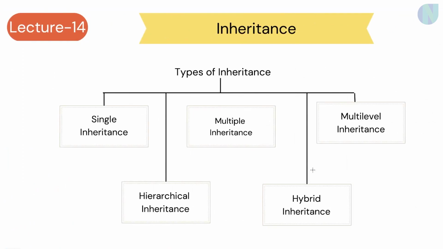Now coming to the types of inheritance. There are 5 types of inheritance. The first one is single inheritance, second is hierarchical, third is multiple, fourth is multi-level, and fifth is hybrid. We will have a quick look at the types of inheritance in the next video.